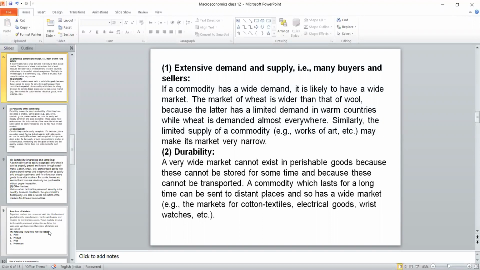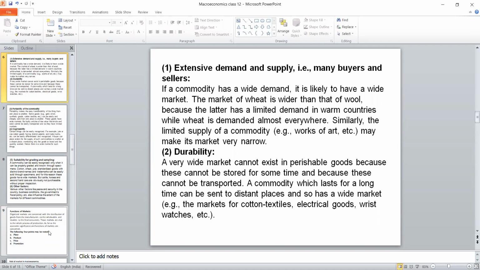Example, perishables like vegetables and fruits. Why? It is difficult to transport. The lifetime of the perishable is very less. So we should create only the local market, because when you try to transport, maximum 50 to 60 kilometers you can transport, but more than that the product will not be in good condition. So the durability of the product decides the size of the market.